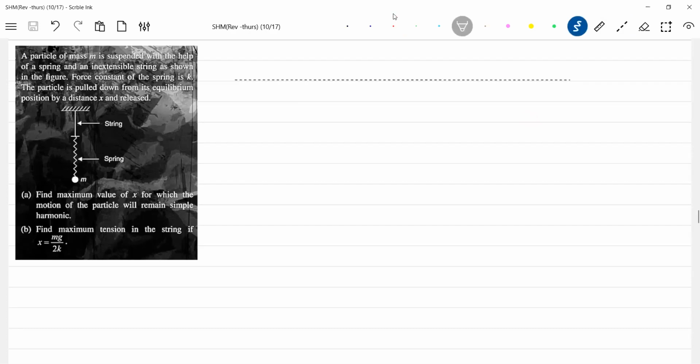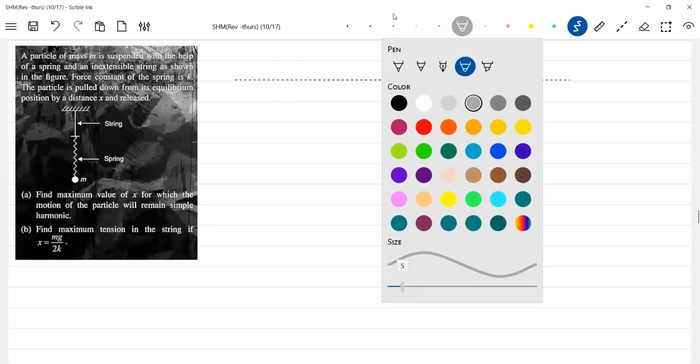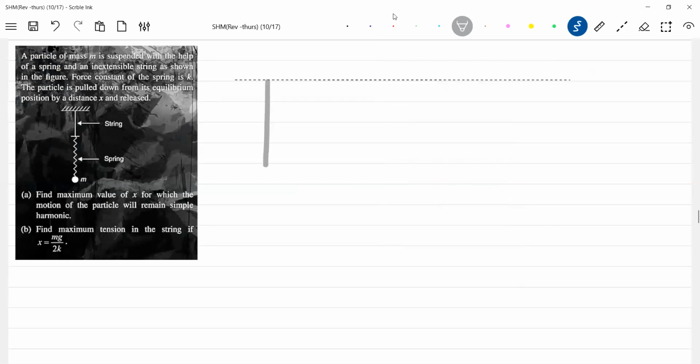We have a string, then this will be a spring. This will be the natural length of the spring. Let me, for our convenience, write it. So this is x naught. So now kx naught equals mg.